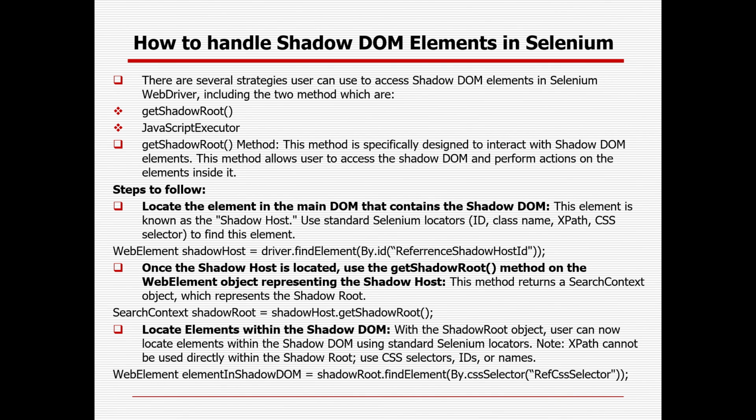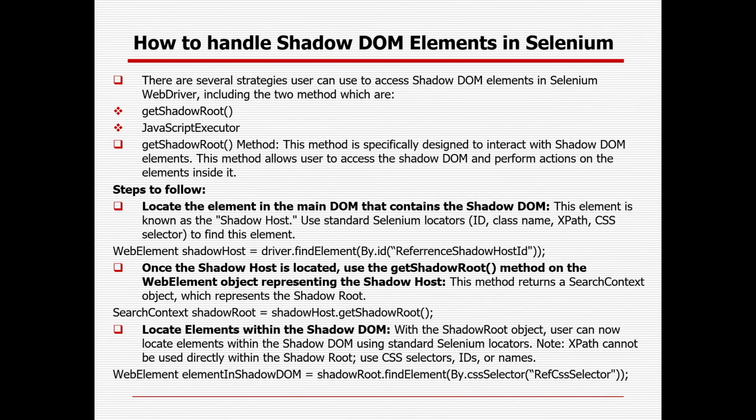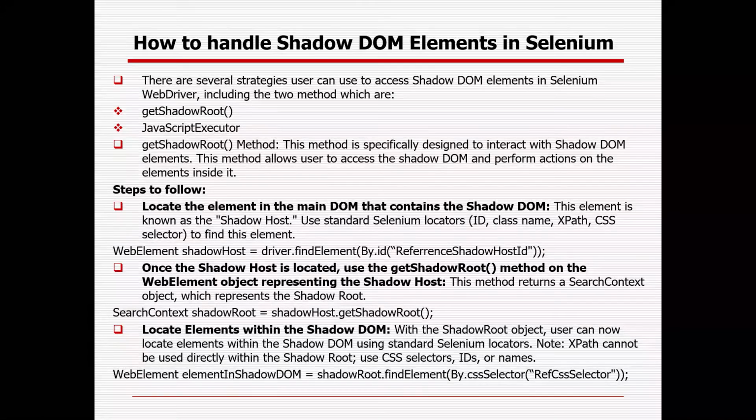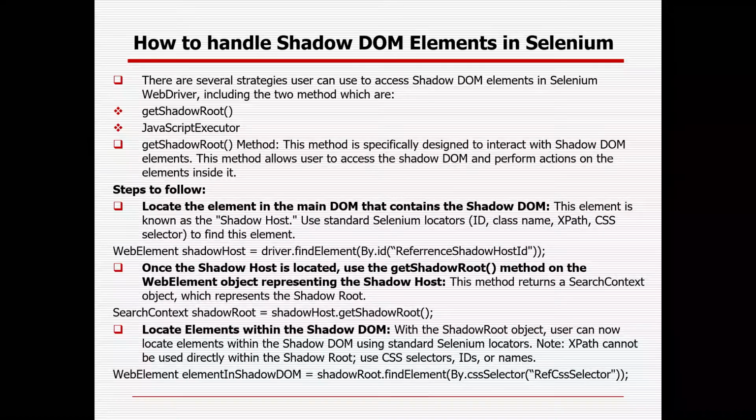Shadow DOM can primarily be handled with two approaches: one with the help of the getShadowRoot method and one with the help of the JavaScript executor. First, you need to identify the element which is the shadow host, with any of the web element locator techniques. From the shadow host, you can go to the shadow DOM where you can call the method getShadowRoot. With the help of the shadow root, you can go to your regular DOM element with primarily ID, name, or CSS selector. Then once your element is identified, you can do the element operation.